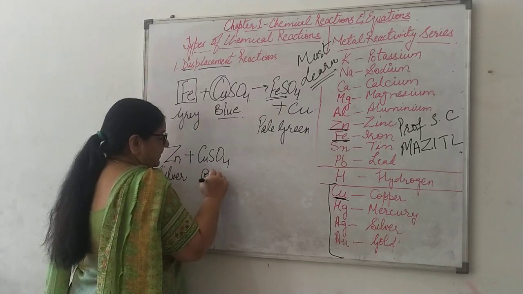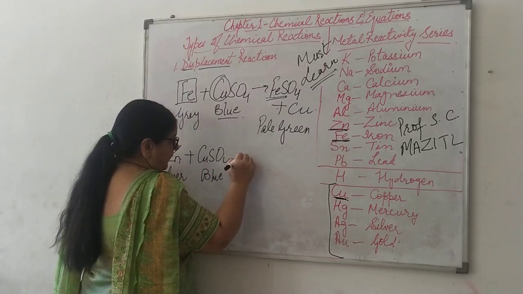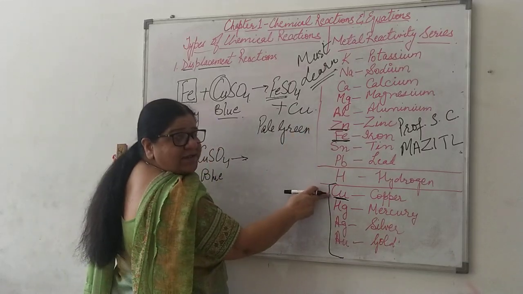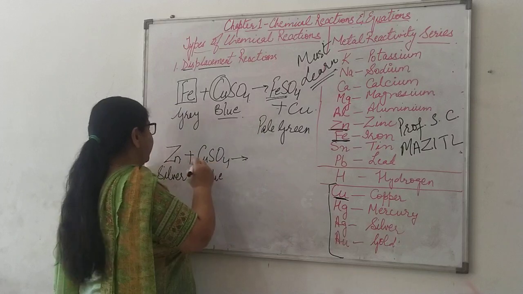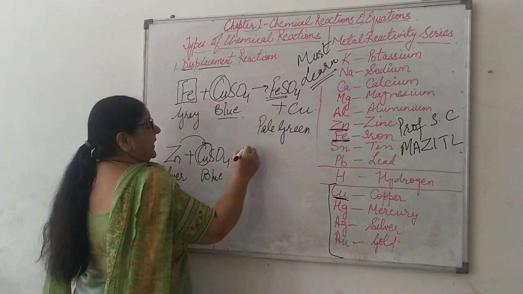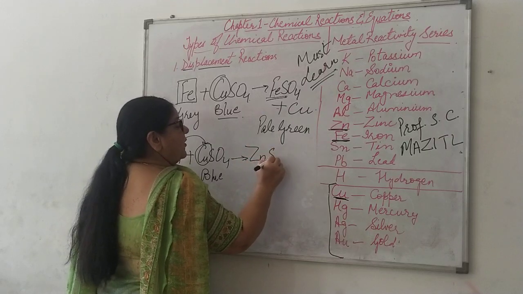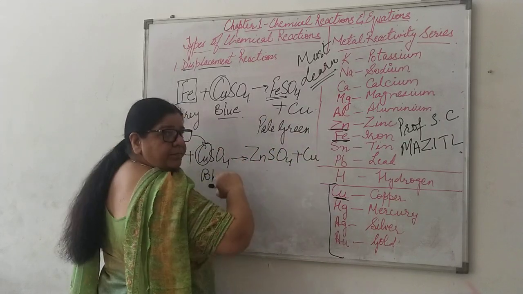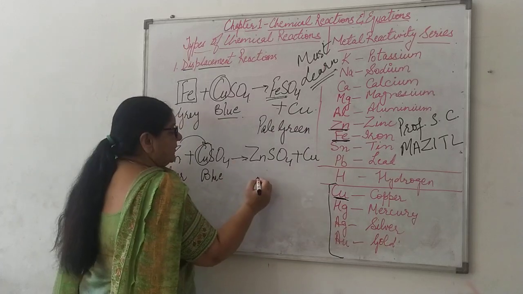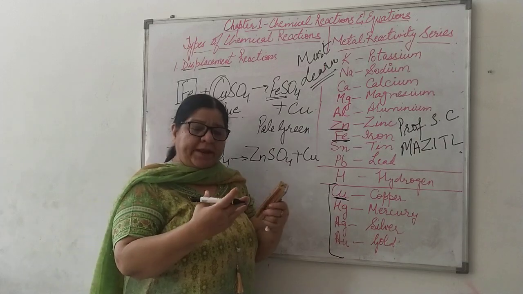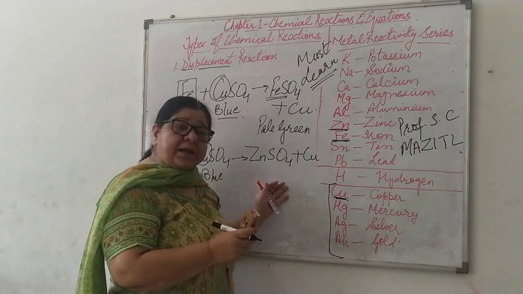Copper sulfate, blue in color. Now what will happen? Zinc is, again, here you can see zinc is more reactive than copper. So what will it do? It will displace copper and take its place. It will form zinc sulfate plus copper. And on the zinc, we'll see a bronze coating. Right? So the color also changes.